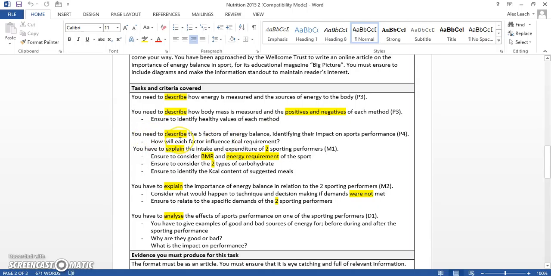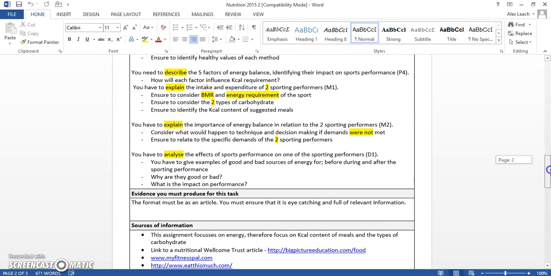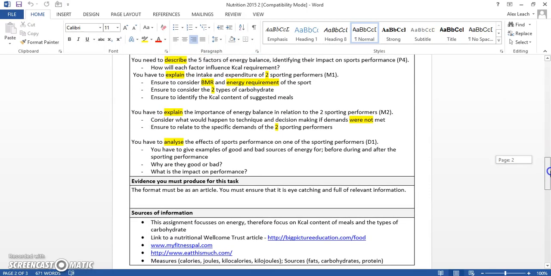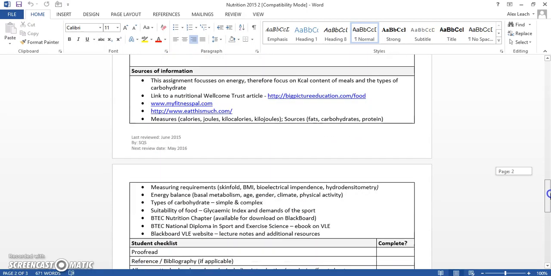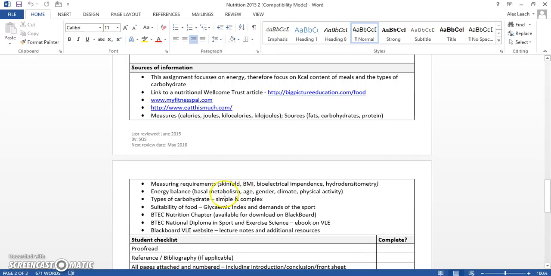Right, P4 is really easy. Again, lots of good information for P4, but where people are coming down is you're not relating it to sports performance. So you need to describe the 5 factors of energy balance. Sorry, if we scroll down here, I've even included them here for you.